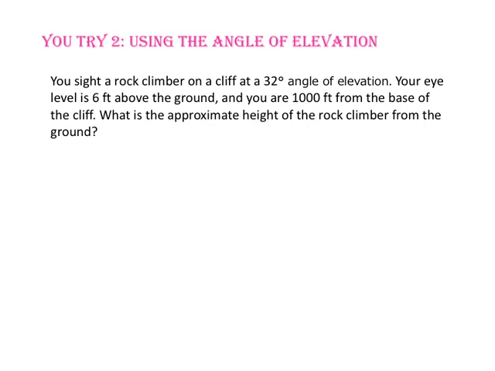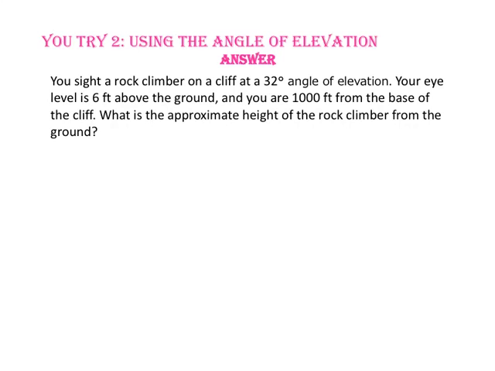Pause the video and try number 2. You sight a rock climber on a cliff at a 32-degree angle of elevation. Your eye level is 6 feet above the ground. You are 1,000 feet from the base of the cliff. What is the approximate height of the rock climber from the ground?